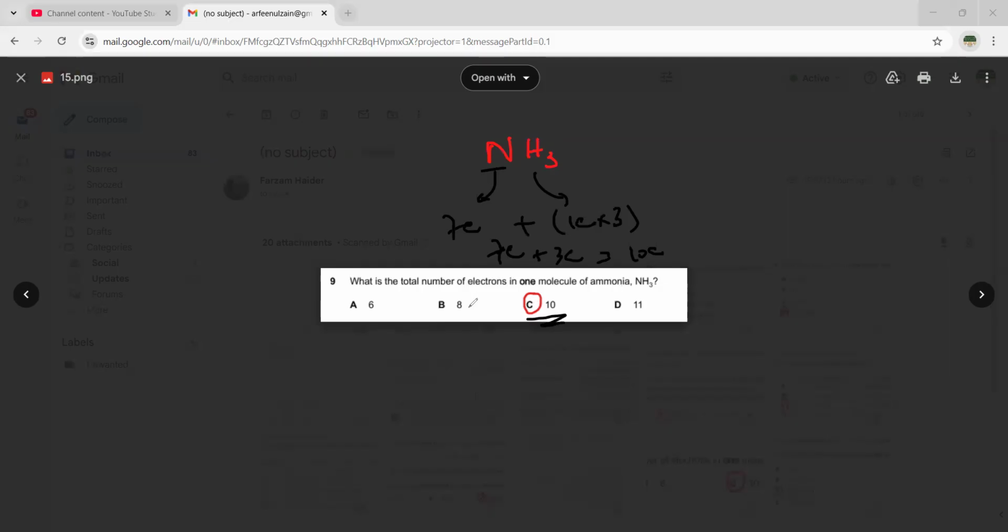Why not B? Because in NH3, nitrogen has 7 protons, 7 electrons, 7 neutrons. And hydrogen has 1 electron, and how many are there? 3. So it should be multiplied by 3. So 7 plus 3 makes 10.